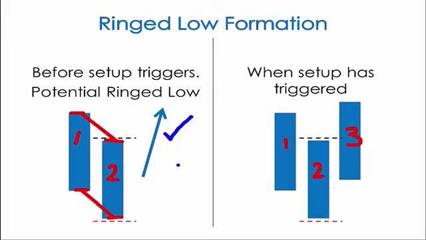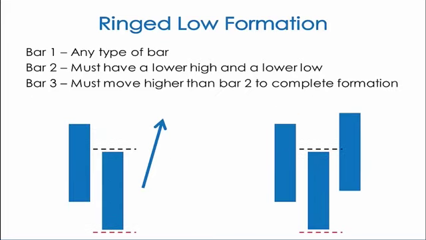Now, if we look at that in a bit more texty now so you can see it, you'll see bar 1, absolutely any type of bar. So first of all, just labeling that for you. Bar 1, absolutely anything. Bar 2 must have a lower high. Well, if that's bar 1, next bar has the lower high. Okay, that's the first thing. And it must also have a lower low. So bar 2, low, lower low.